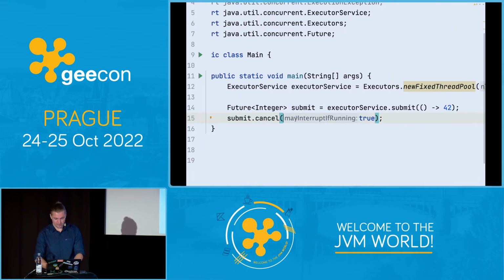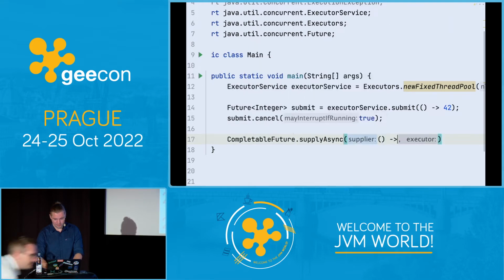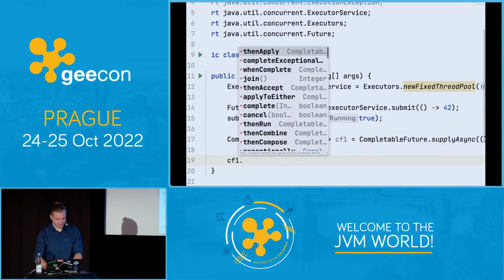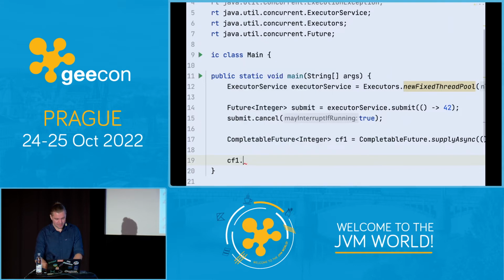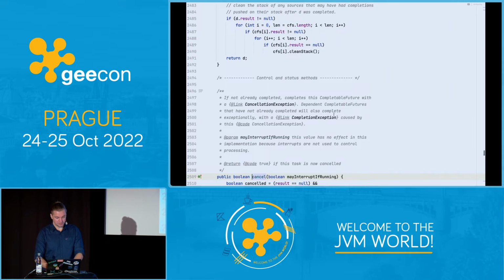So let's go with CompletableFuture supplyAsync, and let's return 42 as well. CF1, and cancel. As you can see, the CompletableFuture also implements the Future interface, so it has all the same methods as the original one, and like 60 extra. So what could go wrong here? Let's go to the docs.